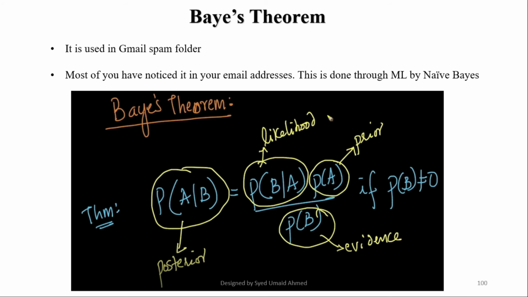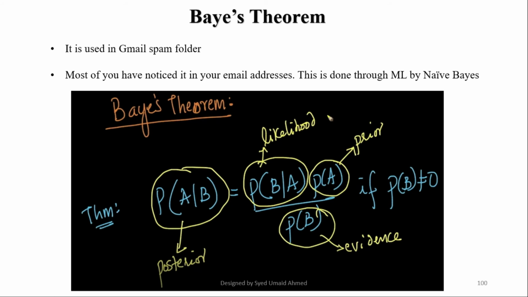It is used in the Gmail spam folder. You can see in your email addresses that the spam emails are already separated. Most of you have noticed that this is done through machine learning, and the naive Bayes technique is used.